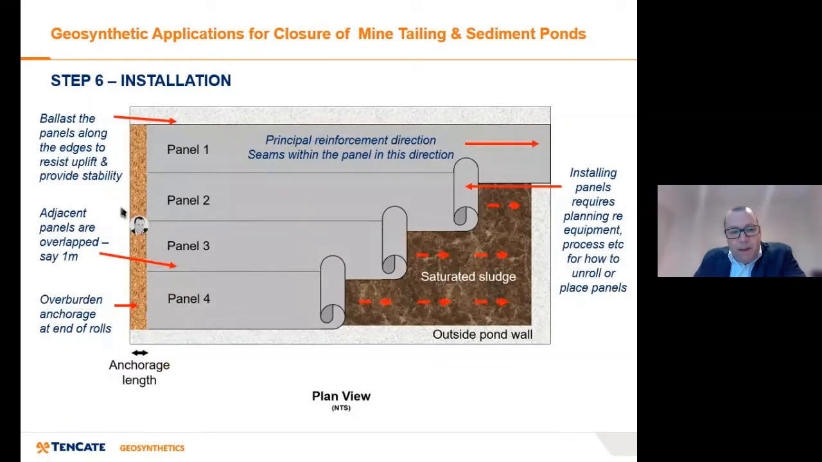You're then rolling the panels out. So you can see here that you have overlap with the edge. As you've rolled it out, you'll probably want to ballast the edge to resist uplift.